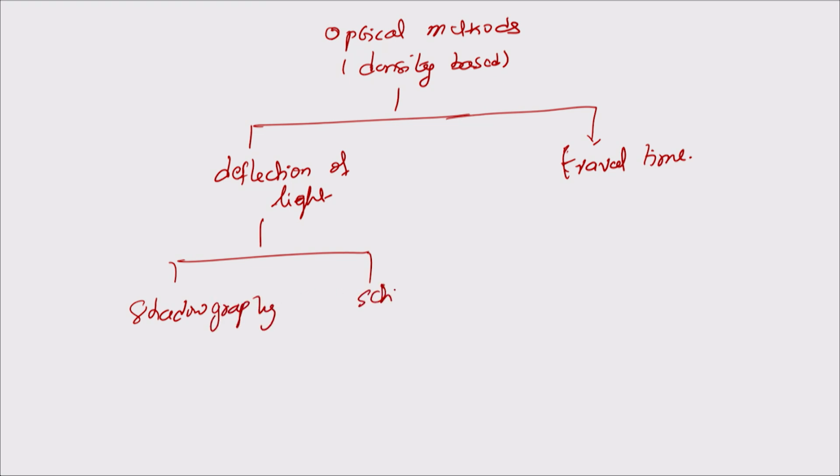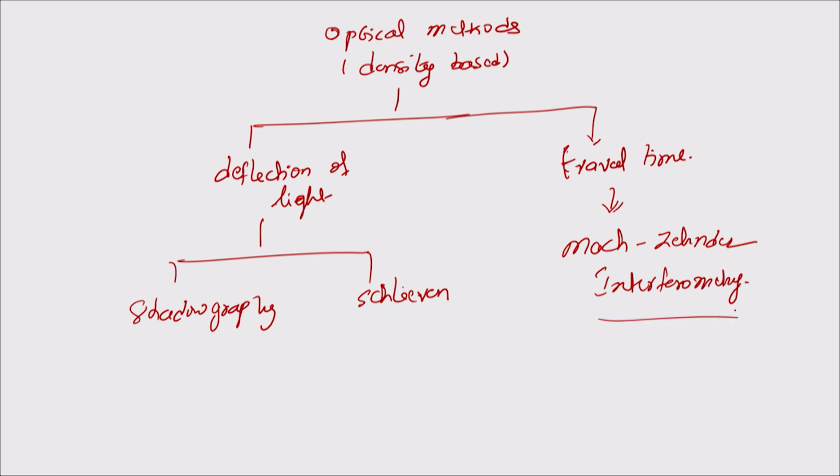In the deflection of light, what we have is shadowgraphy, and the other is Schlieren. This method is called Mach-Zehnder interferometry, which we are not going to discuss. It is based on interference, and the setup is different. They split the beam, one passes through vacuum, one passes through the medium you measure, and then you join them together. Based on the phase difference, there will be interference patterns.